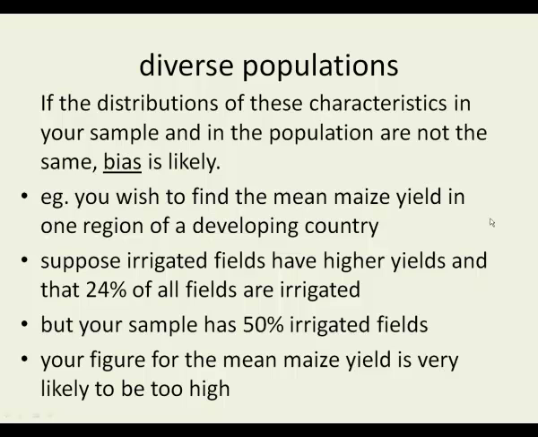So, if the distributions of these characteristics in your sample and in the population are not the same, then you're likely to get bias. What I mean by that is, let's take the maize example. You want to find out how this maize is doing in one region. What's the mean maize yield in one region of the developing country? Let's say that you know that in that area, 24% of all the fields are irrigated. Now, irrigation is going to be connected to maize yield. So if your sample has 50% irrigated fields for some reason, then your figure for the mean maize yield is going to be too high, because more fields in your sample are irrigated than in the general population. So you won't get a good picture of how well this maize is doing in the whole area. Yeah? So in all the fields, which is your population.